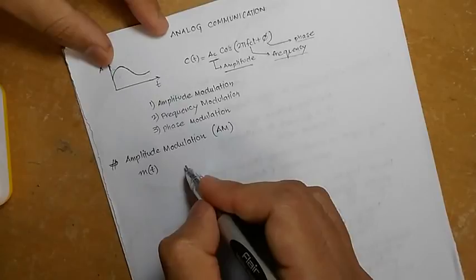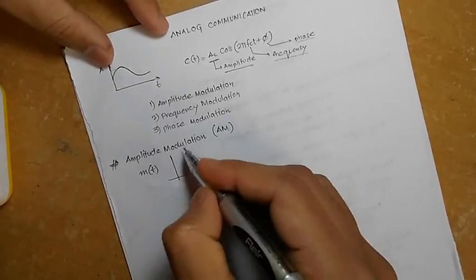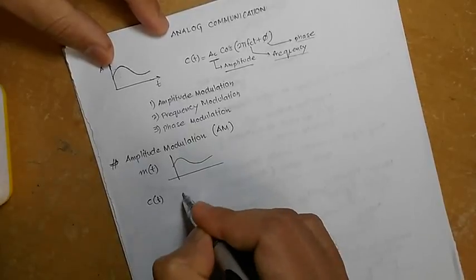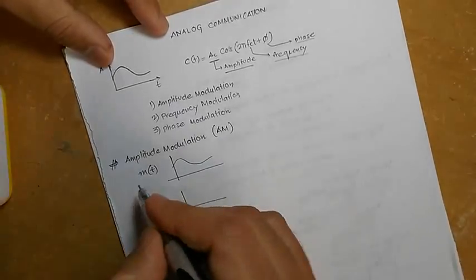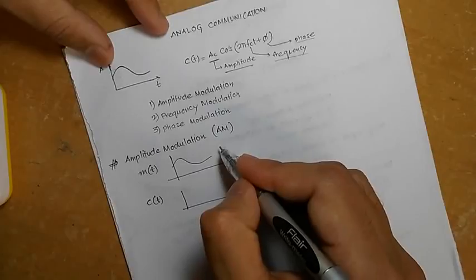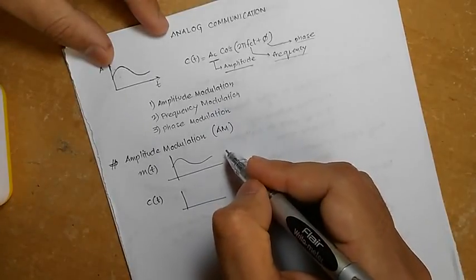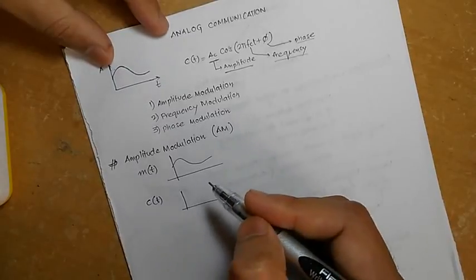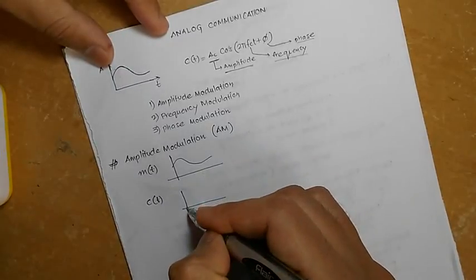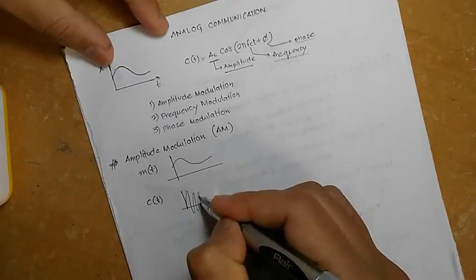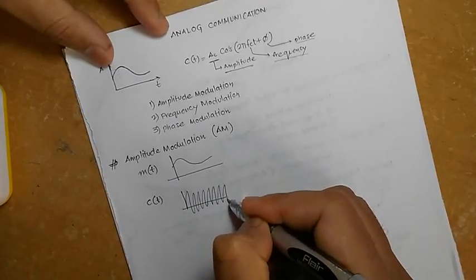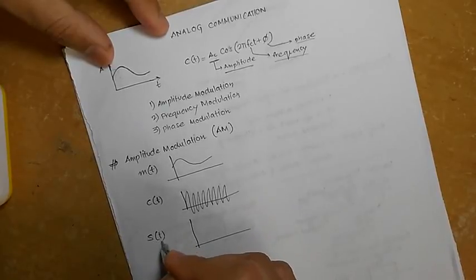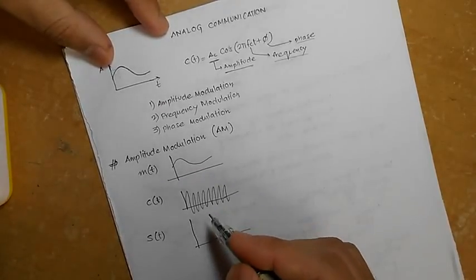Some m of t like this, and our carrier be, m of t is our message signal. Message signals are usually low frequency signals, and carrier signals most of the time are high frequency signals. So a high frequency signal like this, if we modulate this we will get s of t, which will be something like this.